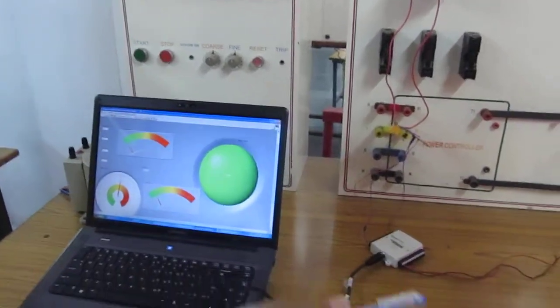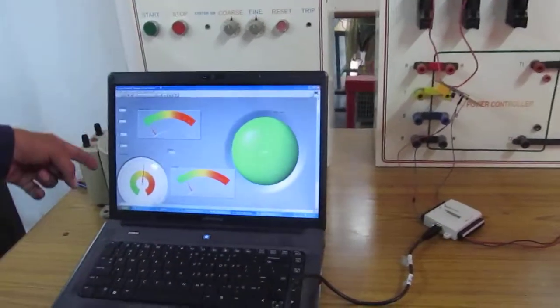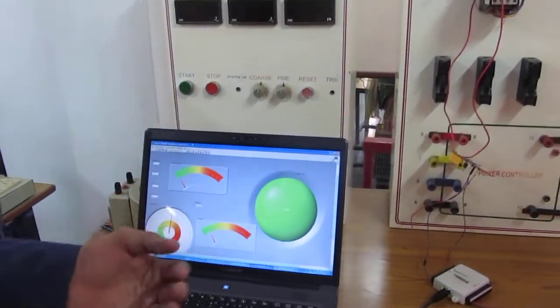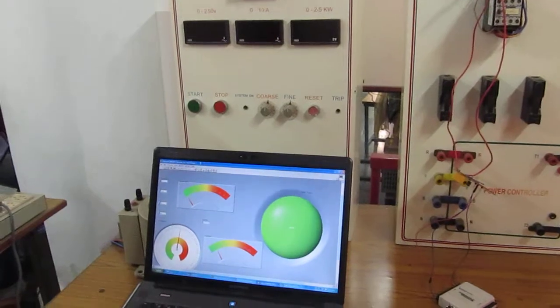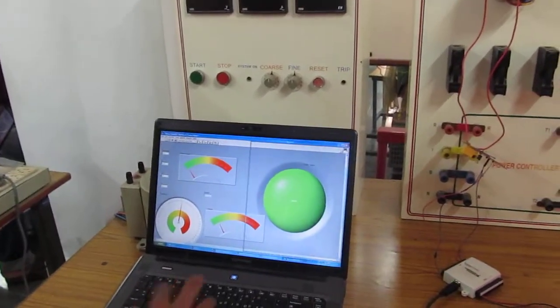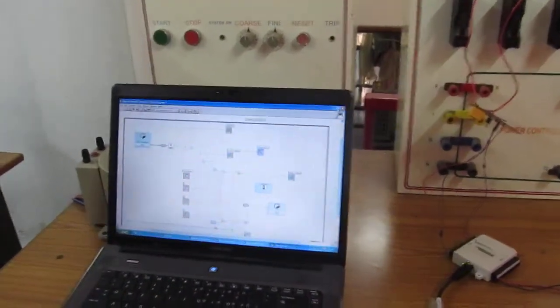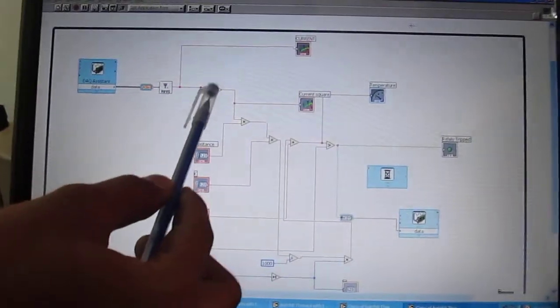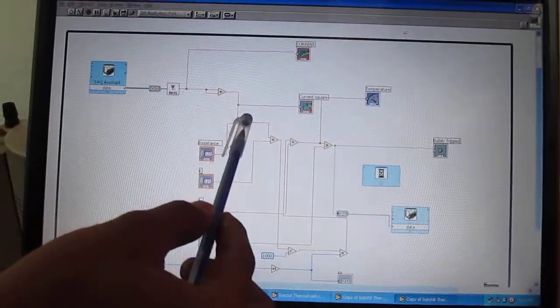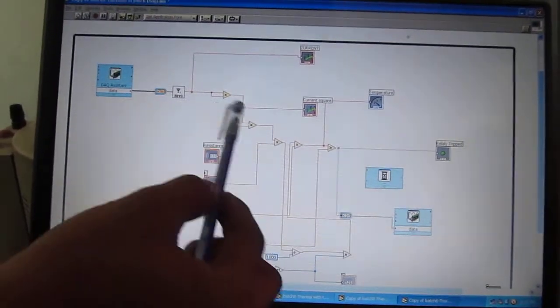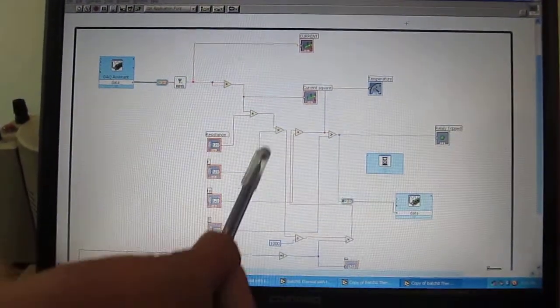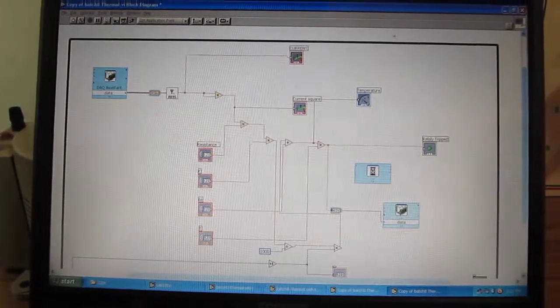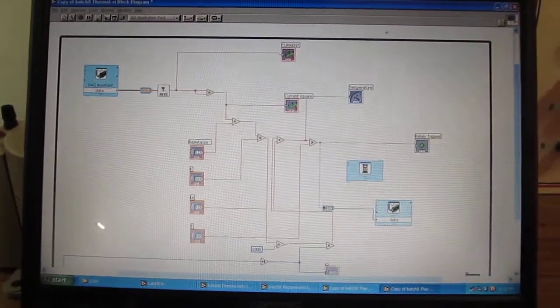Actual motor current is going to be read from the front panel itself. I am going to measure the current, and we can see the block diagram here. From the DAC we are going to obtain the actual motor current. That motor current is going to be squared, and that I square is going to be multiplied with R, which is nothing but the copper loss I square R, the main component responsible for the temperature rise in the electrical machine.